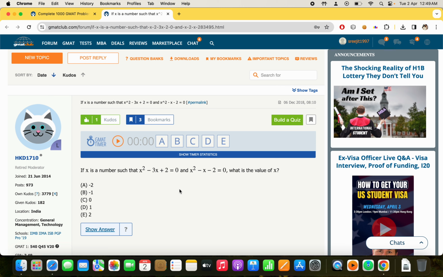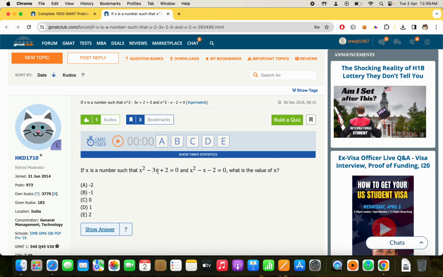If x is a number such that x square minus 3x plus 2 equals 0 and x square minus x minus 2 equals 0, what is x? Yeah, we can actually equate them. Like we can keep the values. We can see the options and do it. Many people will do that, but I will go with the long process here. So the first equation actually says x is either 1 or 2.